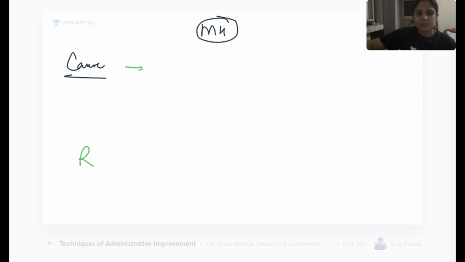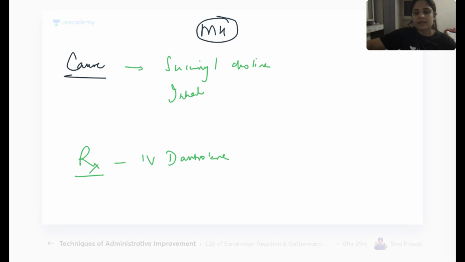Treatment is dantrolene sodium. Many of you have written. Absolutely correct. IV dantrolene. What is the cause? One cause is succinylcholine. And what is the main cause other than succinylcholine? Your inhaled anesthetic agents. All your inhaled anesthetic agents, so sevoflurane, halothane, desflurane, all of them can cause this.